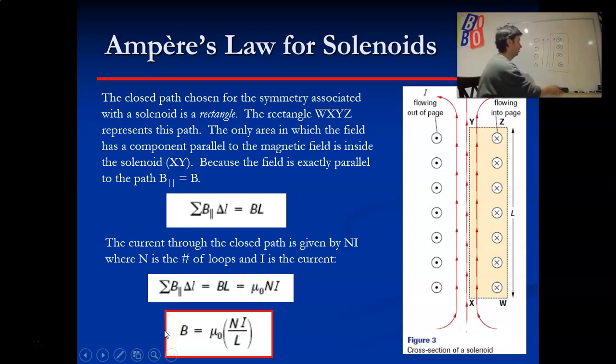Rearranging for B, we get our equation to help us find the magnitude of the magnetic field strength inside of a solenoid. B equals mu naught times N I over L.